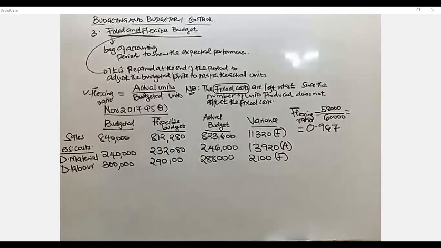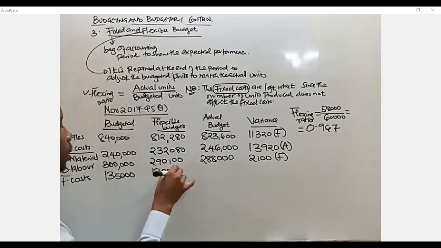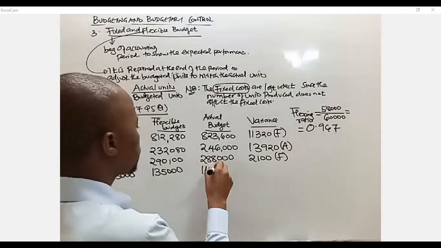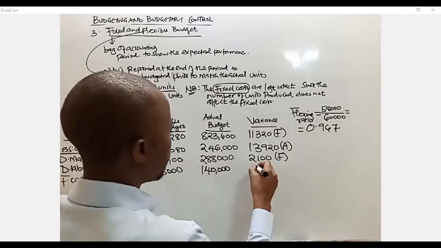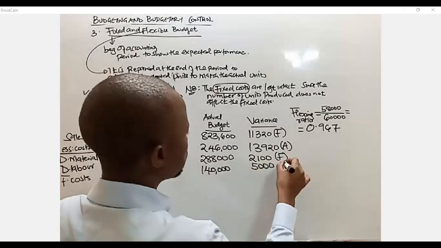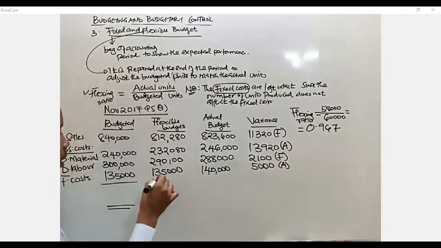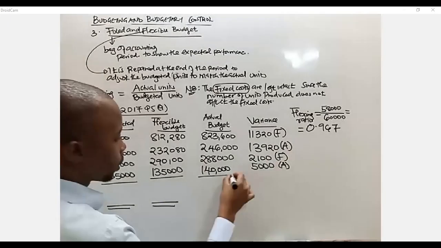Now, let us go to the fixed costs. Here is where I said there is an NB. The fixed cost should be left intact. So when you write 135,000 there, you don't flex. When you come to the flexible, you transfer 135,000. Then when you go to the actual, you copy your actual of 140,000. There is a variance of 5,000, which is also adverse. So in this case, we are being told to get our profit. Get your profit now.